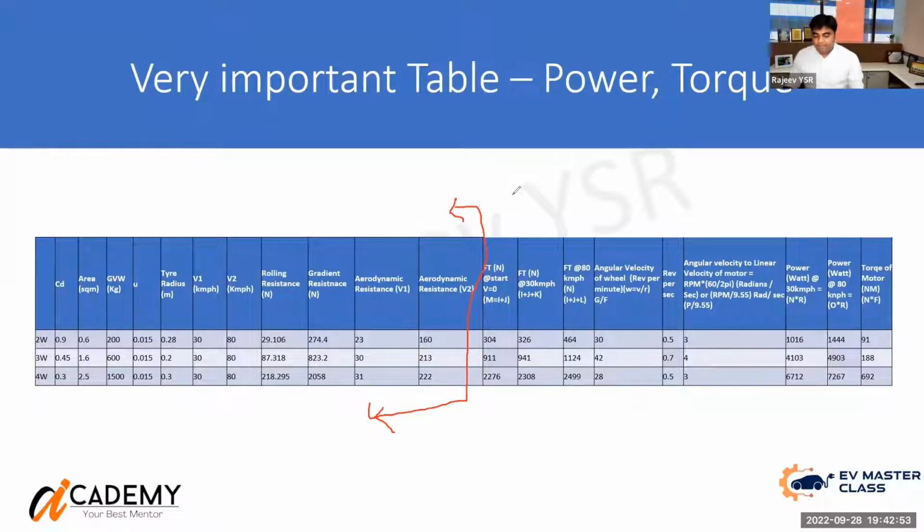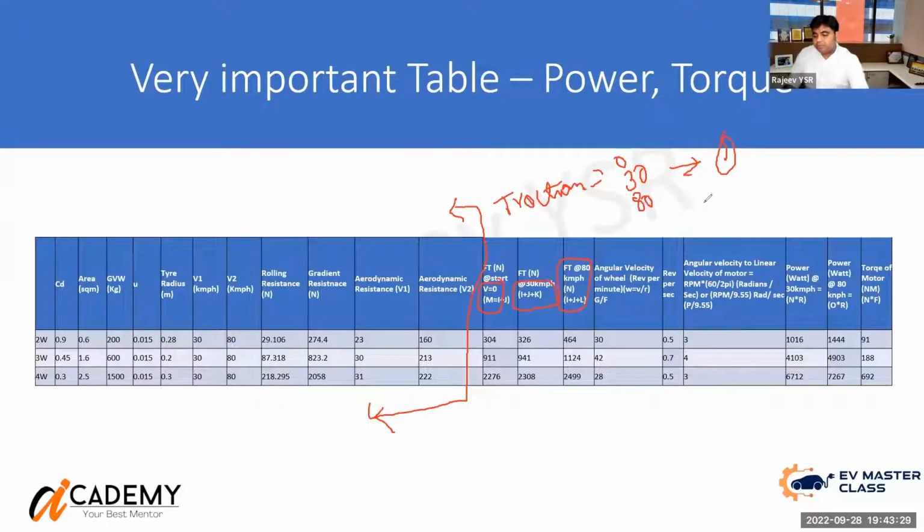Parameter number 1, please note it down in the chat box, WhatsApp, as I type, Harshita, please. Parameter number 1: find out the traction force at velocity 0 kilometers per hour, at velocity 30 kilometers per hour, and at velocity 80 kilometers per hour. The first one, traction force at velocity 0, velocity 30 kmph, and at velocity 80 kmph. Question number 1.